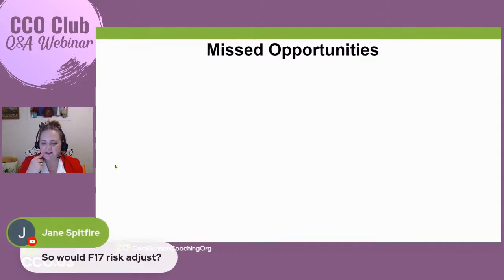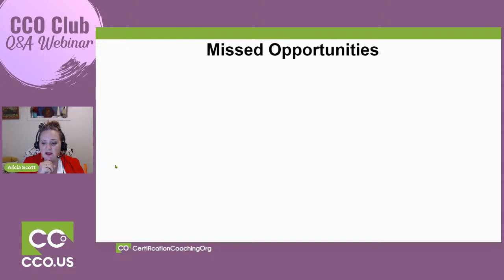So would F17 risk adjust? No, I don't believe it does. No, smoking does not risk adjust. I'll double check it for us, but no. Anybody got their manuals out? They can look it up real quick.